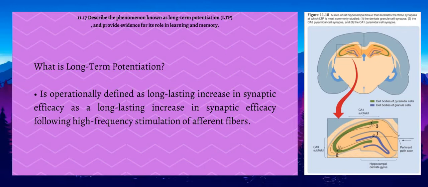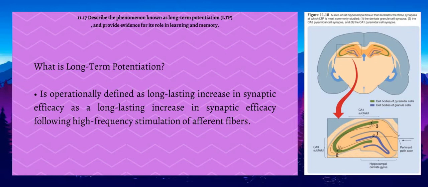The circuit begins with the axons of the perforant pathway, which goes from the entorhinal cortex to the dentate gyrus, transmitting signals from the parahippocampal gyrus. Then the dentate gyrus transfers the signal to the pyramidal cells of the CA3 by the mossy fibers. Finally, the CA3 signals the cells of CA1 via the Schaffer collaterals.